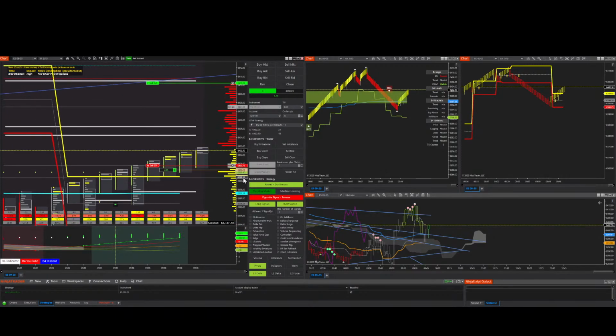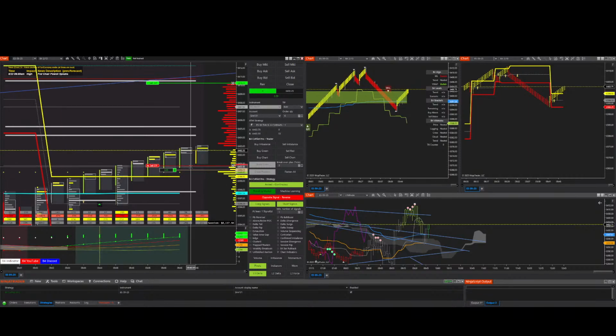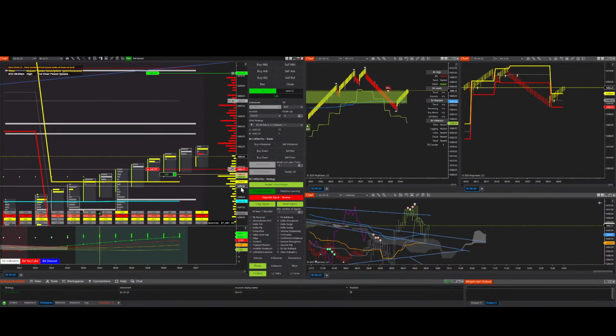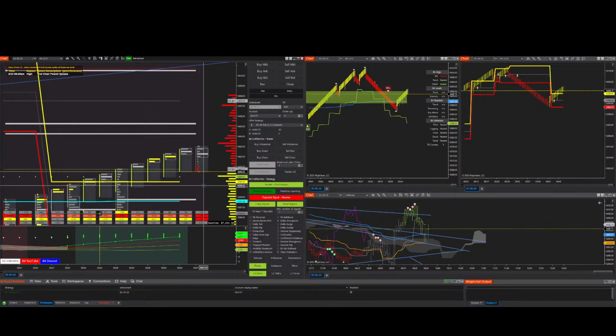There's nothing better in the market than a risk-free opportunity. I had a chance to lock in here and get a risk-free opportunity, so there we are. Stop filled. And if I didn't lock that in, then I'd be concerned right now.